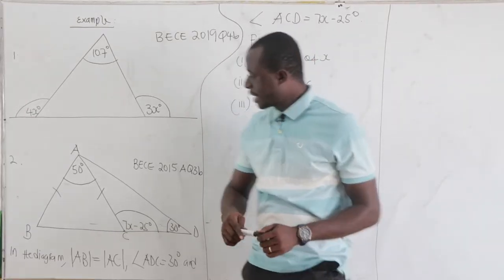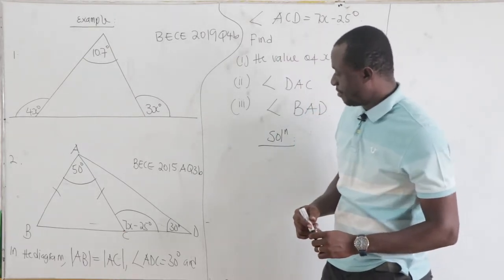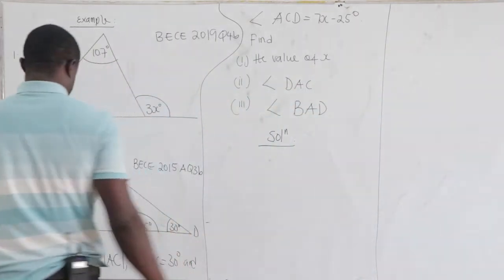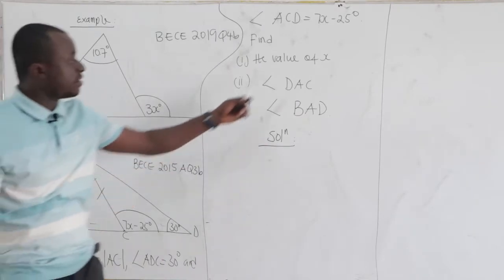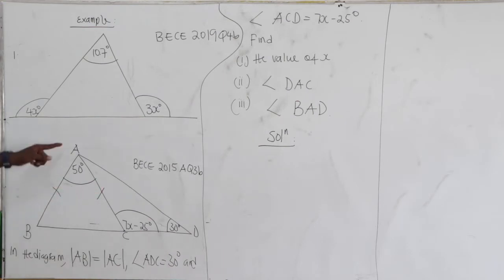Now let's consider the second one. This is a past question, BECE 2015, question number 3b. Now this is the diagram we have, and the first one says that we should find the value of x, and we know x is somewhere here. Now we can see that is triangle ABC. This is an isosceles triangle, so the base angle here is the same as the angle over there.